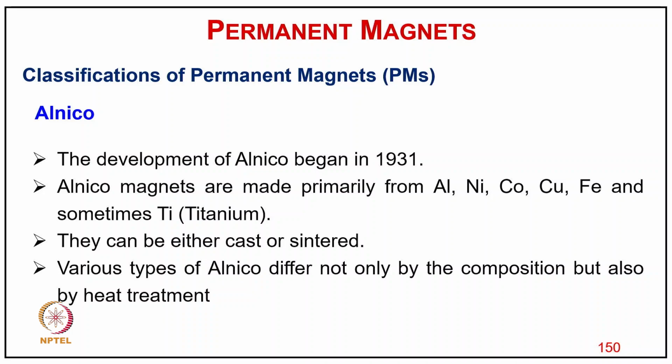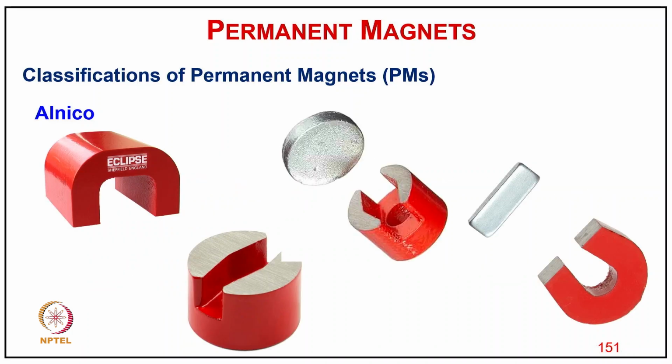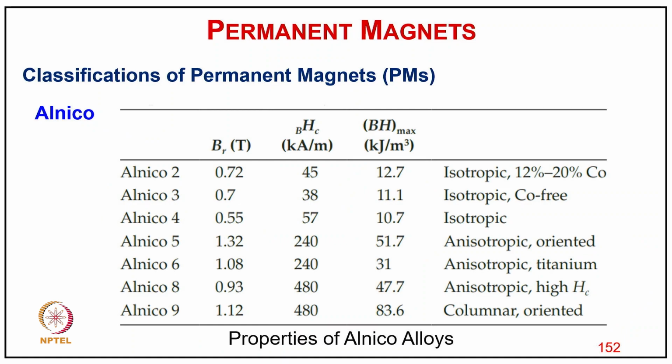Various types of alnico differ not only by composition but also by heat treatment, and you can see how the alnico cores are available in different permanent materials for different applications, and different grades of alnico with different residual flux density and coercive force, and what the energy density is. Typically you can call it BH max, in different alloys, but of course it hardly touches around 83 or 84, not more than that.